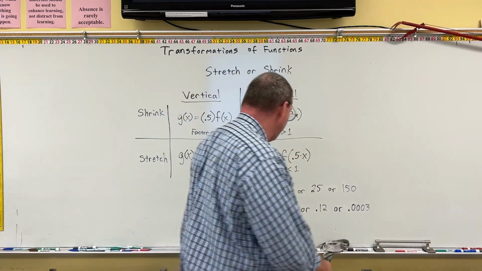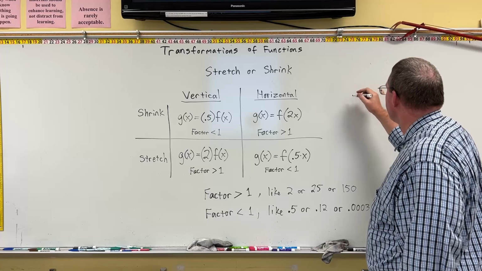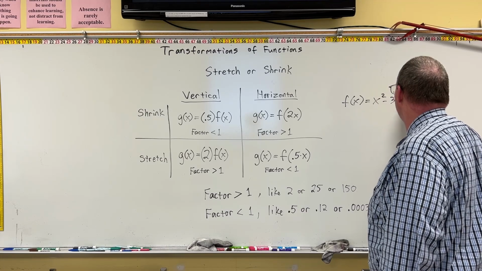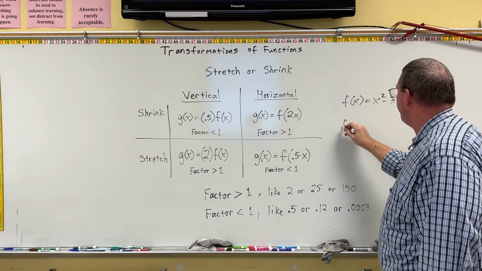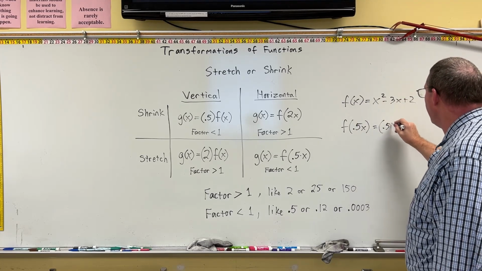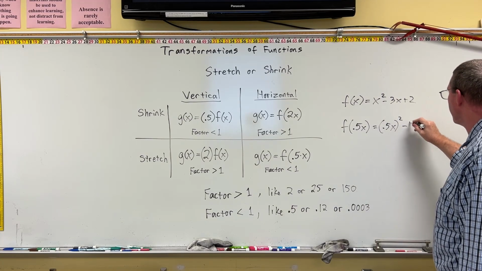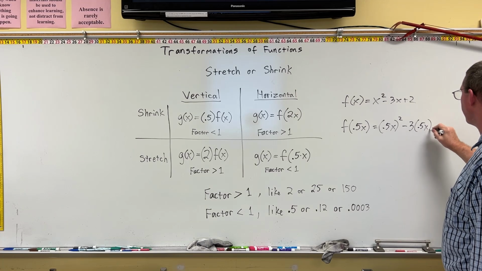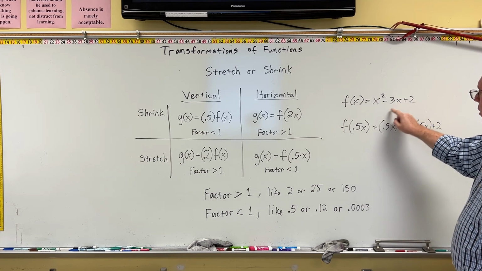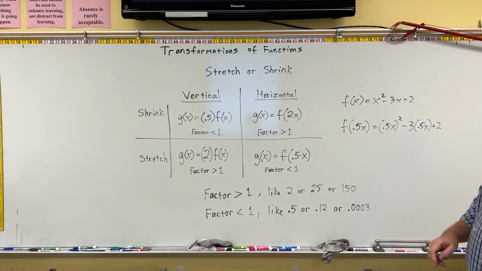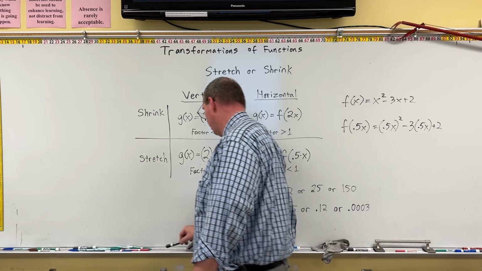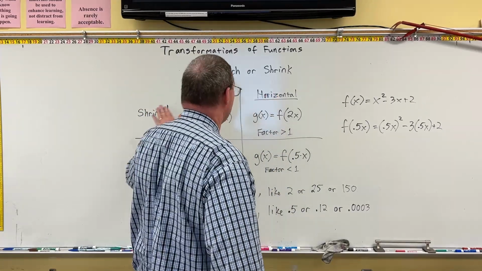Now, it's important to understand that when we multiply by just x, if I said that f of x was equal to x squared minus 3x plus 2, then f of 0.5x would be 0.5x, then squared, minus 3 times 0.5x, and then plus 2. You have to change all of the x's that are in the function to the 0.5x in order to correctly accomplish your horizontal stretch. And it would be the same thing with the horizontal shrink.